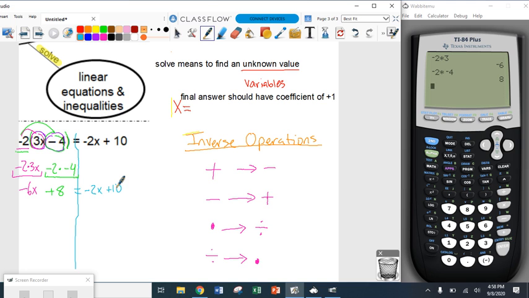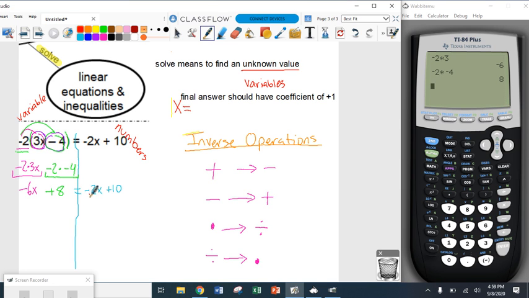When I solve equations, I always want my variables on the left and my numbers on the right. How do I move this negative 2x that's currently on the right to the left? I move my negative 2x by doing the opposite, or the inverse, operation.